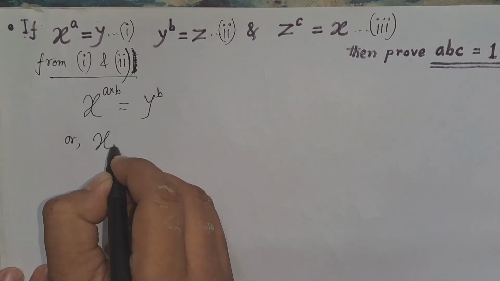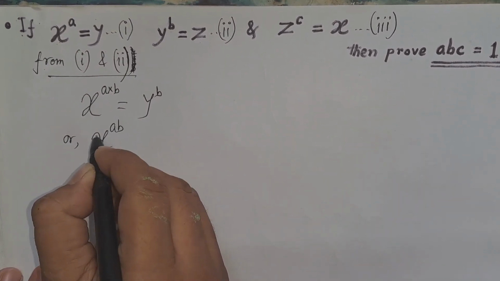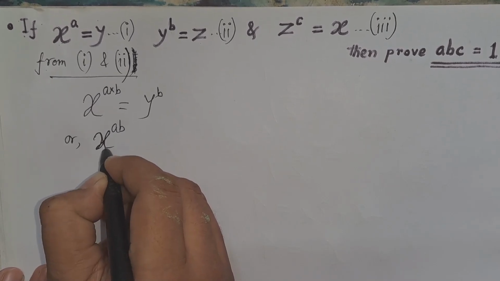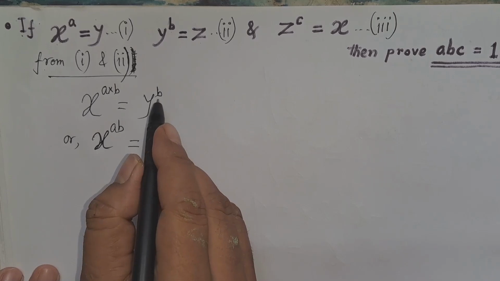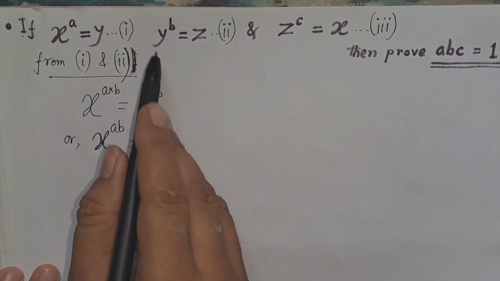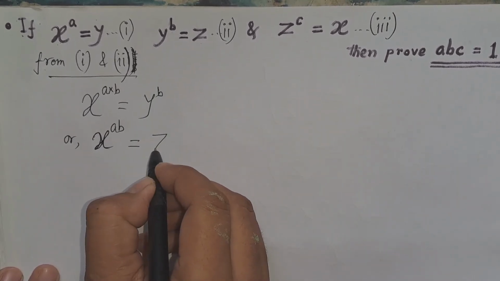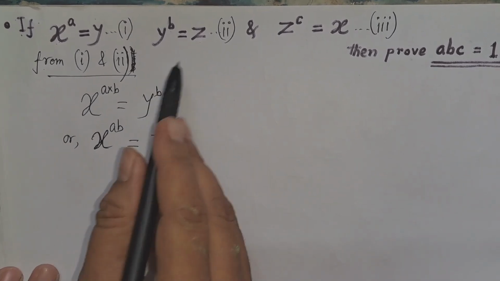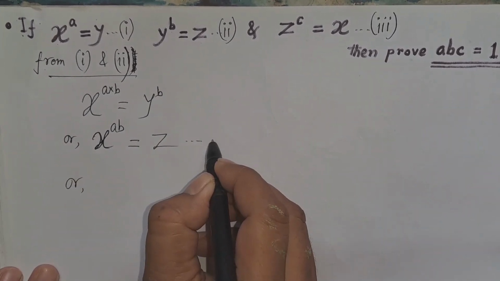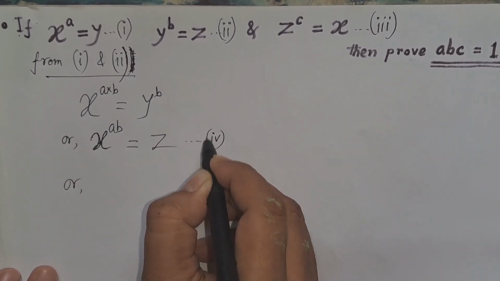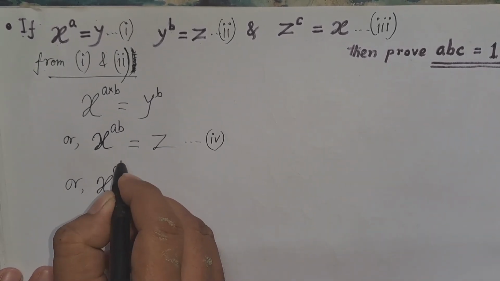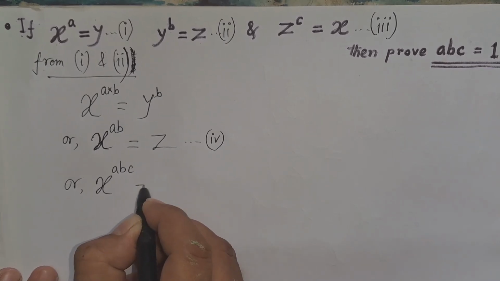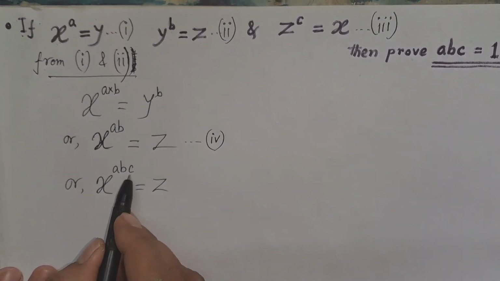So from 1 and 2, that is x to the power ab equals y to the power b, because y is x to the power a and y to the power b is x to the power ab. Because we could write y as x to the power a, and y to the power b means x to the power ab. The b will be with x to the power a. So this is number 4.